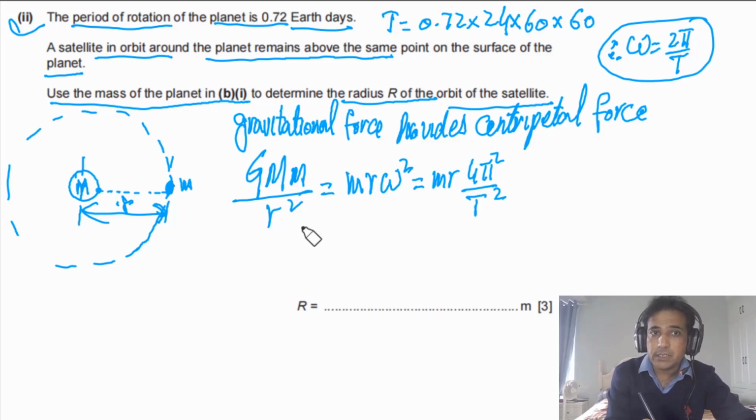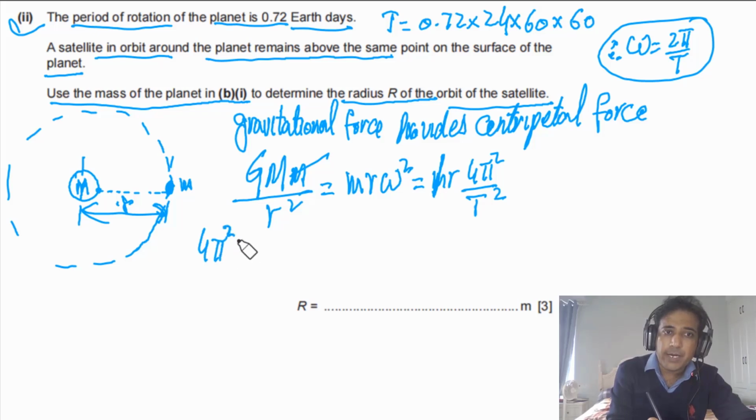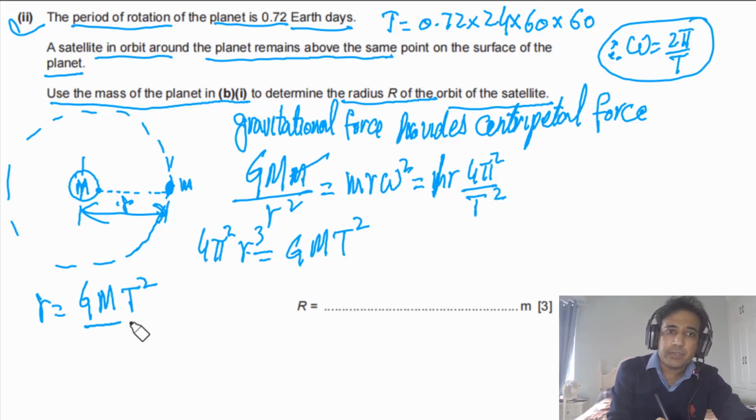So we can say in this case this mass will be cancelled with this one, and if we rearrange this we can write down 4 pi square times r cube. This will be equal to G capital M times t square. So we need to find out the value for r, so we can say r cube will be equal to G capital M times t square divided by 4 pi square. Now simply we need to plug in values.